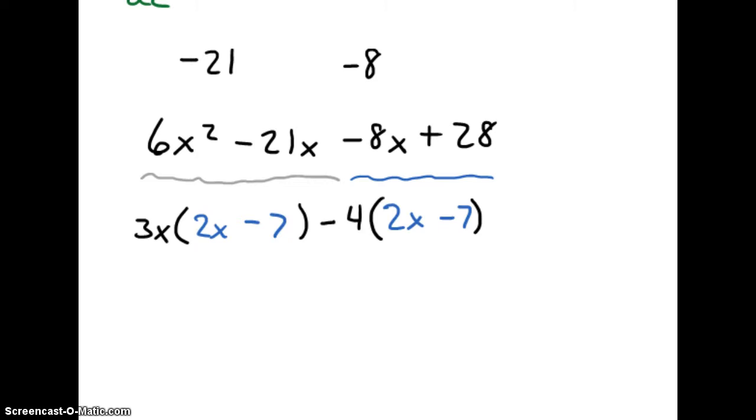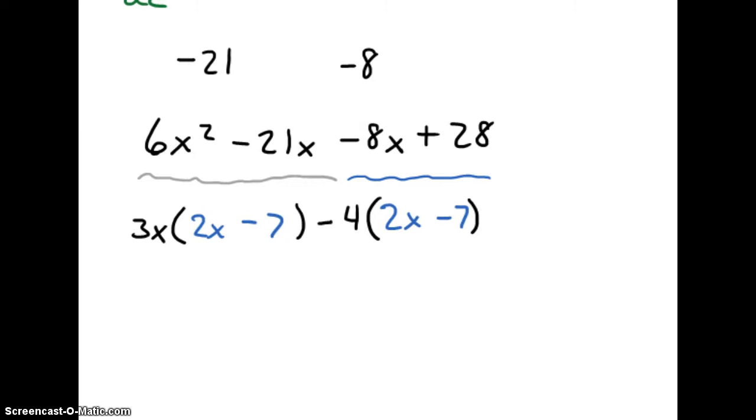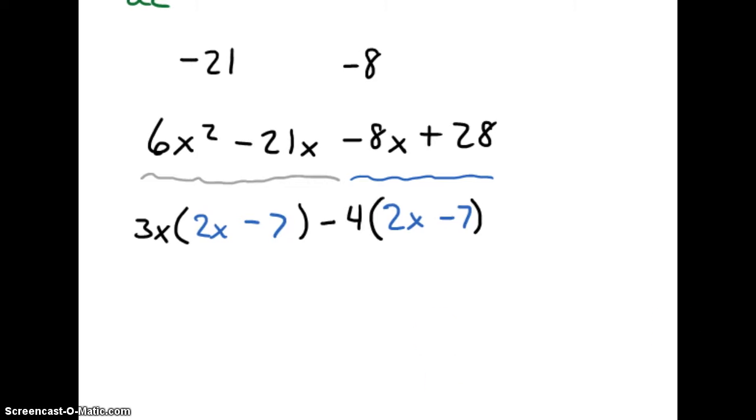So the final thing that I have to do is recognize that I have two things that are kind of like terms. They're both being multiplied by 2x minus 7, by this blue binomial here. So what I can do is add these coefficients, 3x and negative 4. And if I do that, 3x plus a negative 4, 3x minus 4, we're going to multiply that by this 2x minus 7.